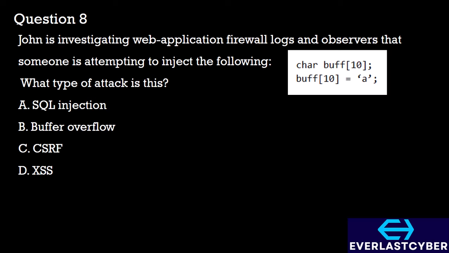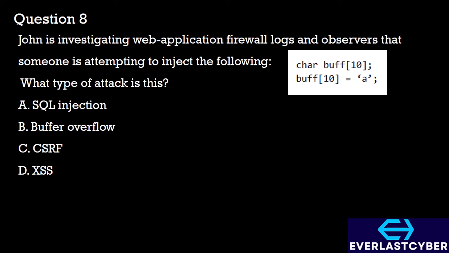In this code that we have, the buffer buff is declared with a size of 10, meaning that valid indices range from buff[0] to buff[9]. Writing to buff[10] exceeds the allocated memory for the buffer, potentially overwriting adjacent memory. This type of vulnerability can be exploited to execute malicious code or cause unexpected application behavior.